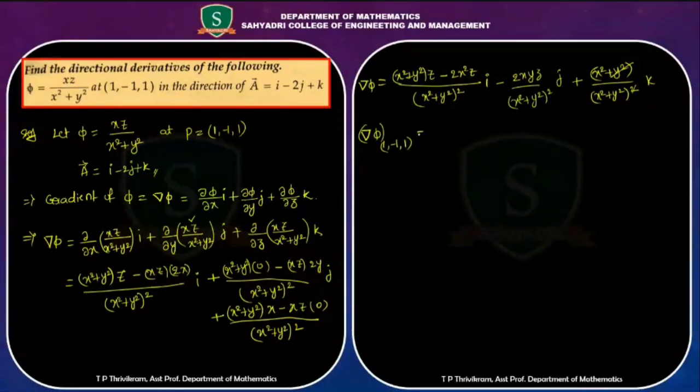So just substitute x equal to 1, y equal to -1 and z equal to 1. How much you'll get? Substitute x equal to 1, y equal to -1. So you'll get 1 plus (-1) square, so 1 plus 1, 2, and z is equal to 1. So you'll get total 2 minus.